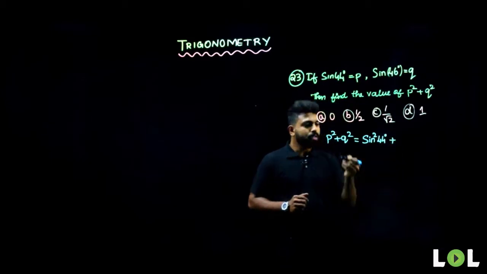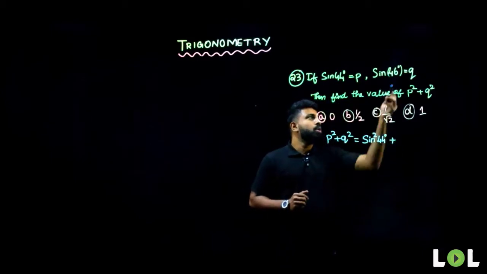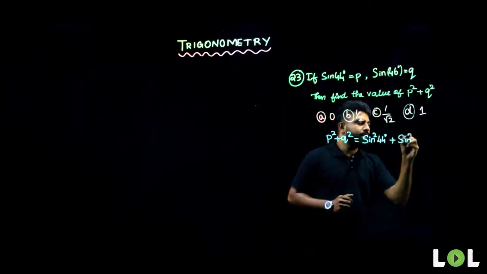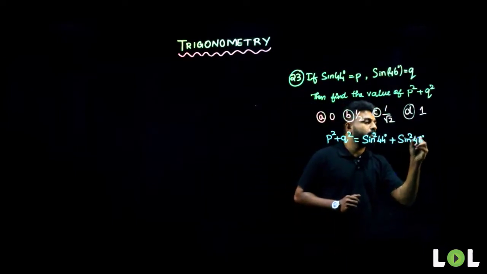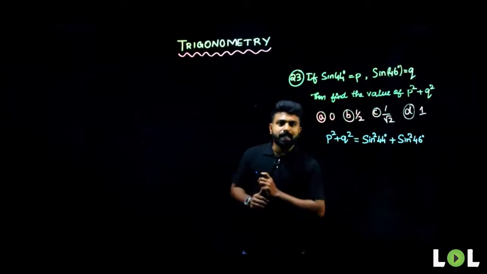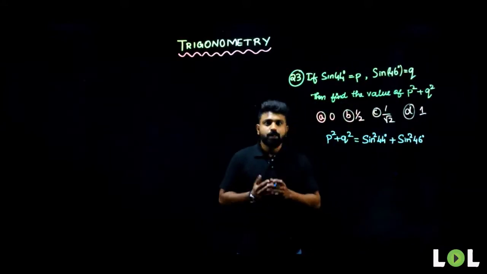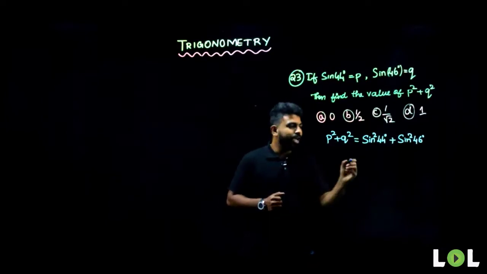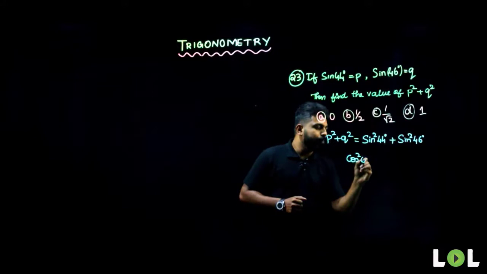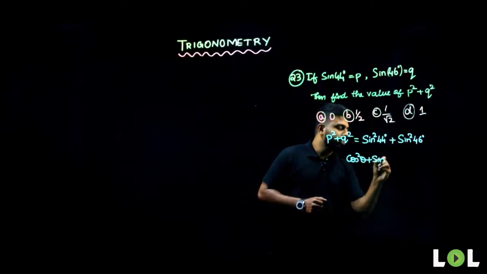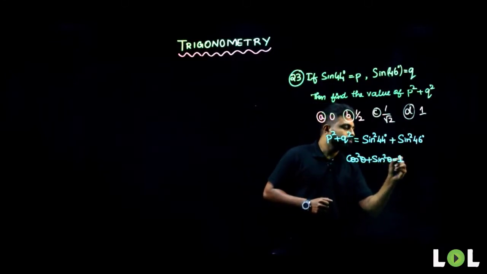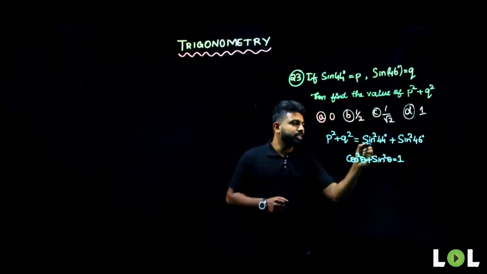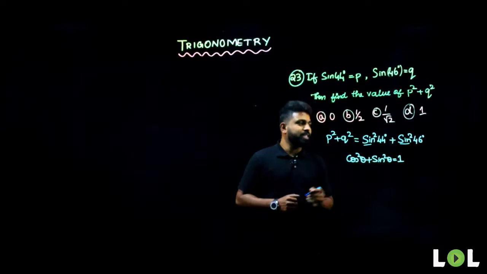Plus, next we need to find Q square. We know that Q is sine of 46. So Q square will be sine square 46. Do we know the values for sine square 44 and sine square 46? No, we don't know the values for them. But then, how to find this out? We know that cos square theta plus sine square theta is equal to 1. So now we need to convert them. Convert either sine square 44 or sine square 46 to cos.